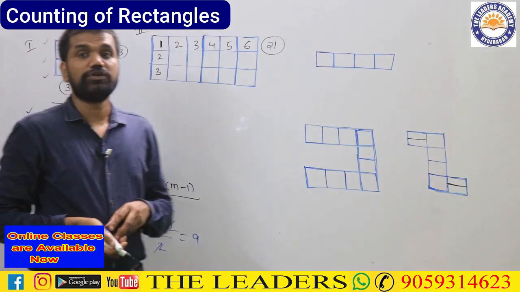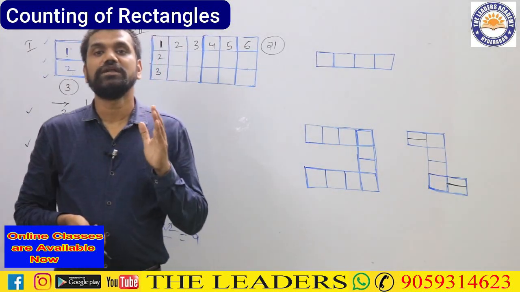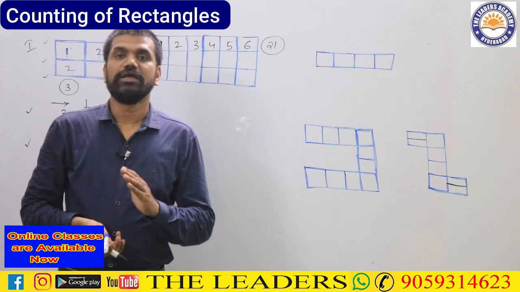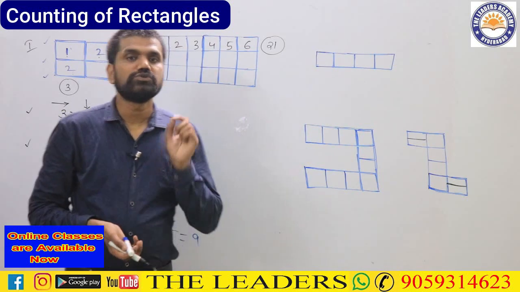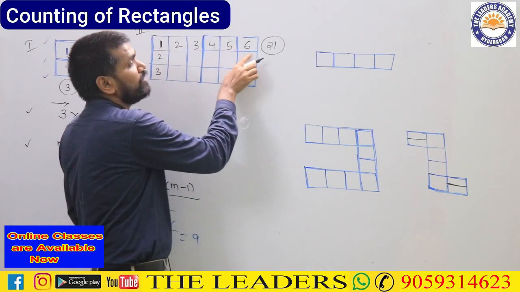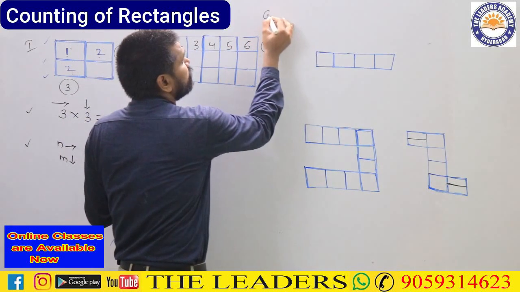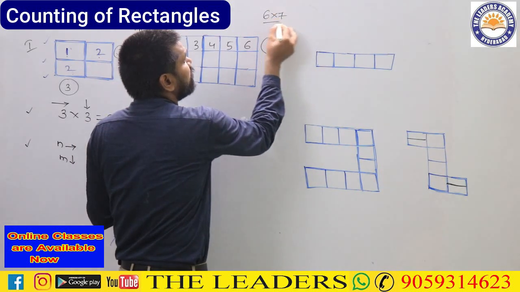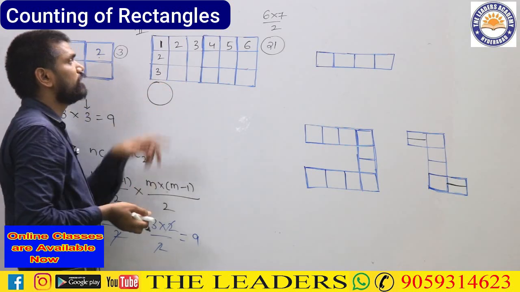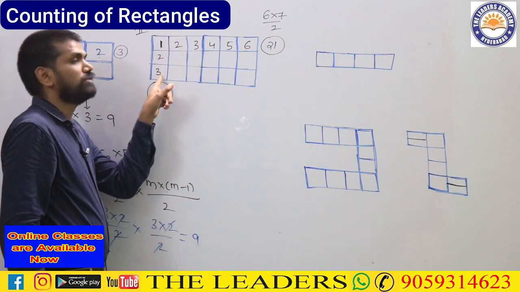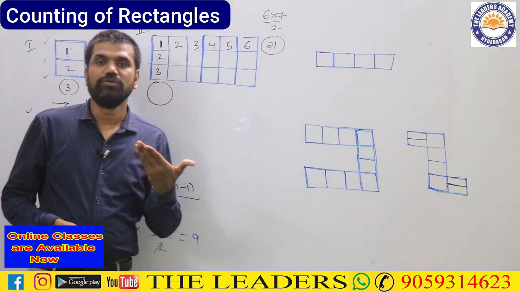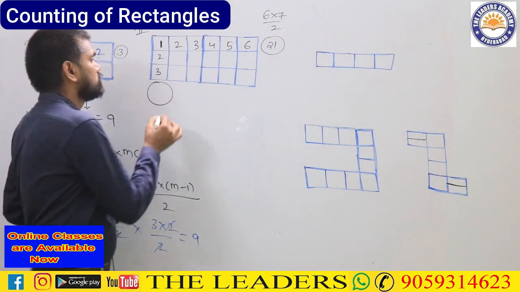If at all you are willing to take the sum of the first n natural numbers, it is given by n into n plus 1 by 2. So here the number of natural numbers I have is 6. That will give me how much? 6 into 7 by 2. That is giving me 21. Similarly, if I wish to take the vertical sum, the vertical sum here is 1, 2, 3. If I am adding the first 3 natural numbers, the sum will be how much? 1 plus 2 plus 3, that is 6.